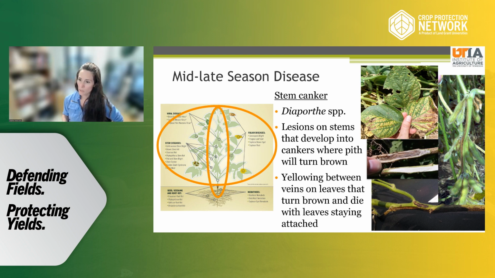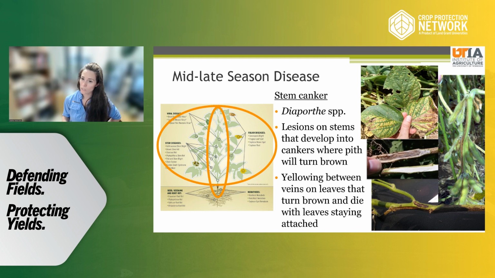When you split that stem open, the center tip will be brown, but this is not to be mistaken for a stem borer that has gotten into the soybean plant and fed on the tip, which will also be brown. The leaf symptoms you would notice are yellowing between the veins that can then turn brown and eventually die.